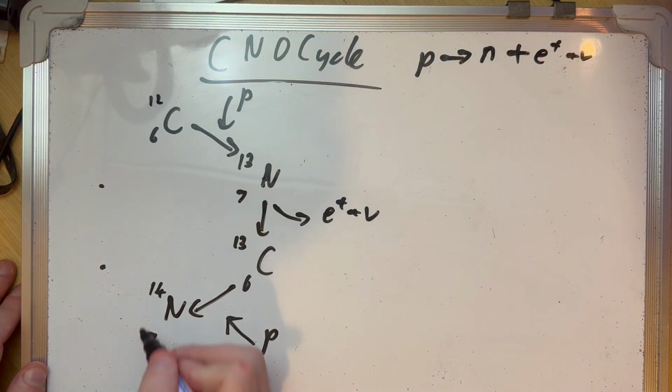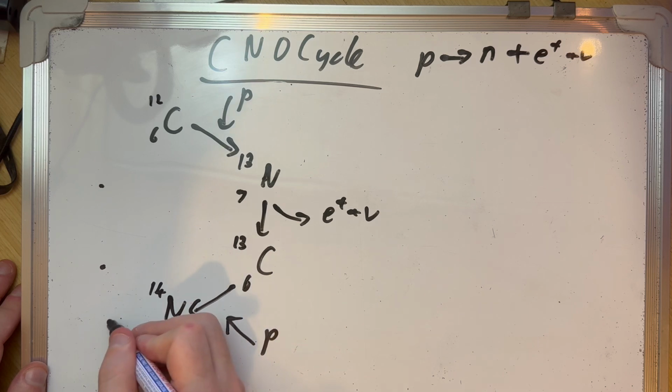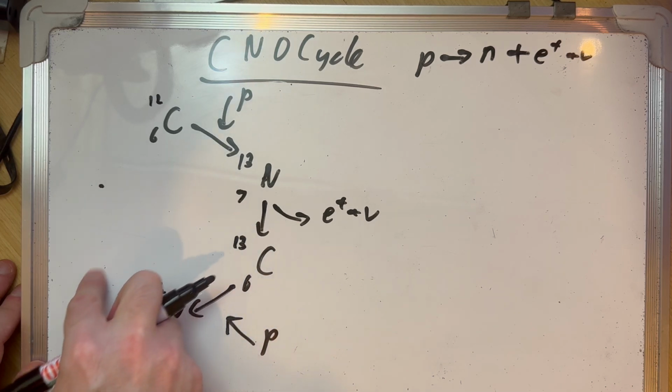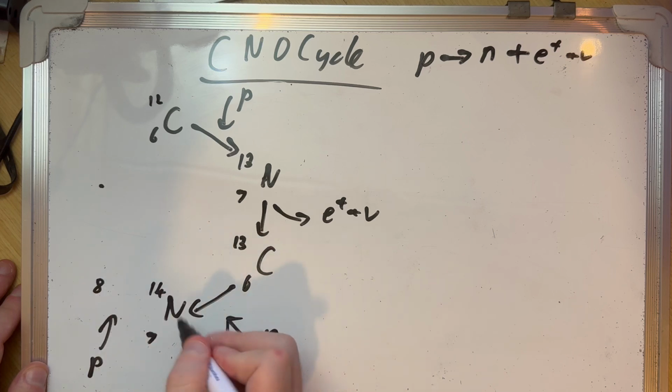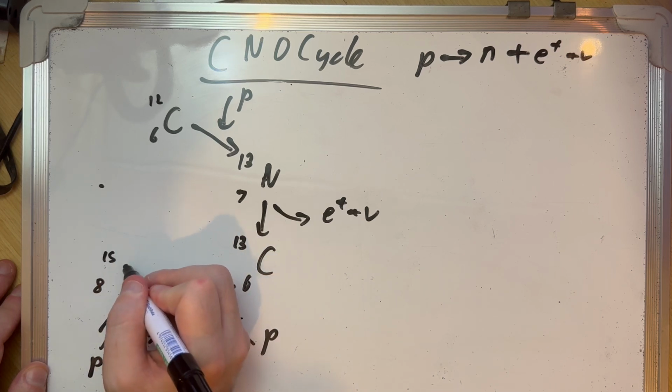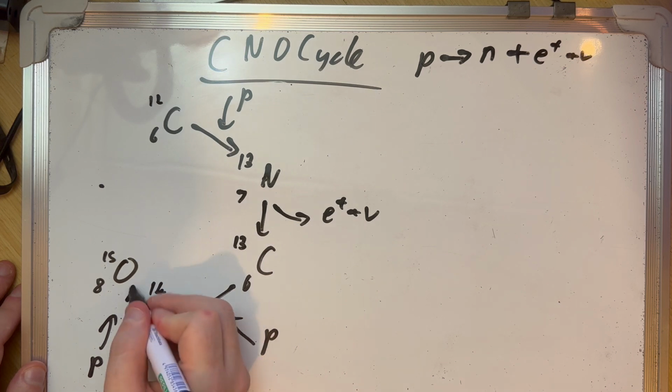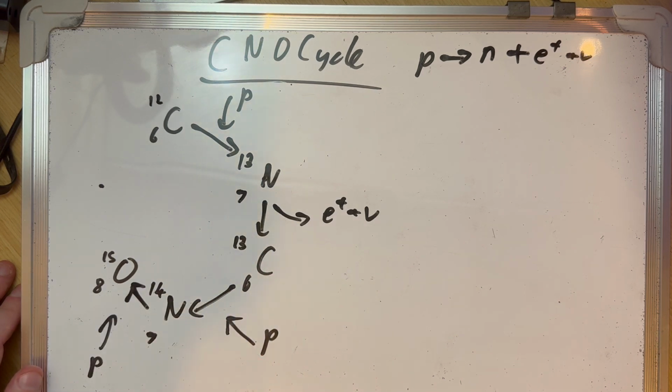So it's likely to be joined again by a proton. So think what it becomes. Well, this must be an 8. This must be a 15, which now makes it oxygen. So at least this bit here spells out CNO. So that's quite nice.